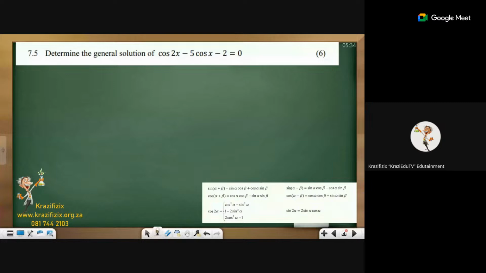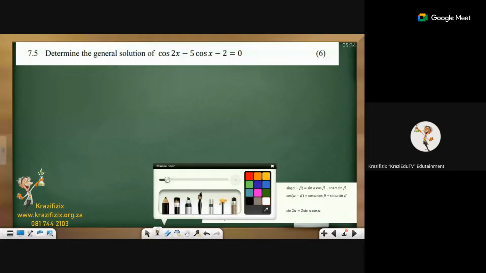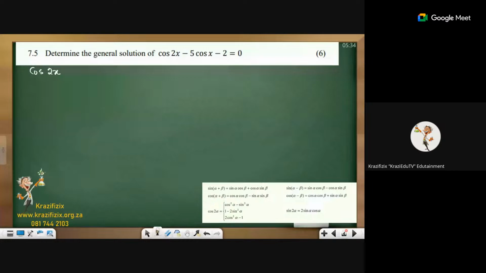Cos 2x minus 5 cos x minus 2 equals 0. I want us to get our 6 marks. Make sure the right-hand side is always a 0 before you start. Now, what's easy for me here would be to change cos 2x into a simpler identity that has a cos so that we maintain cosine throughout.